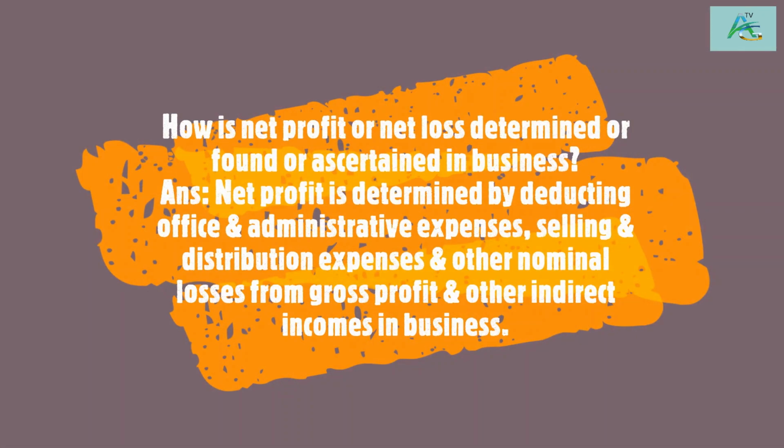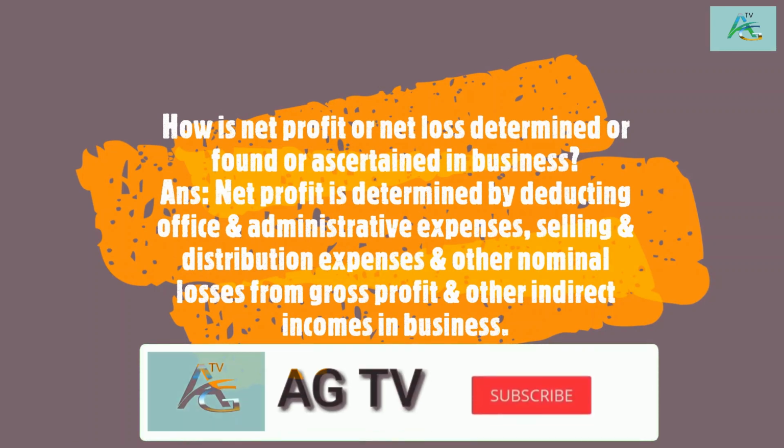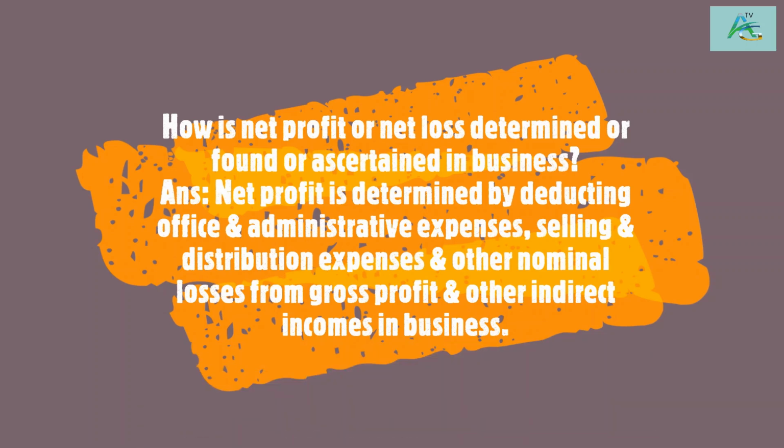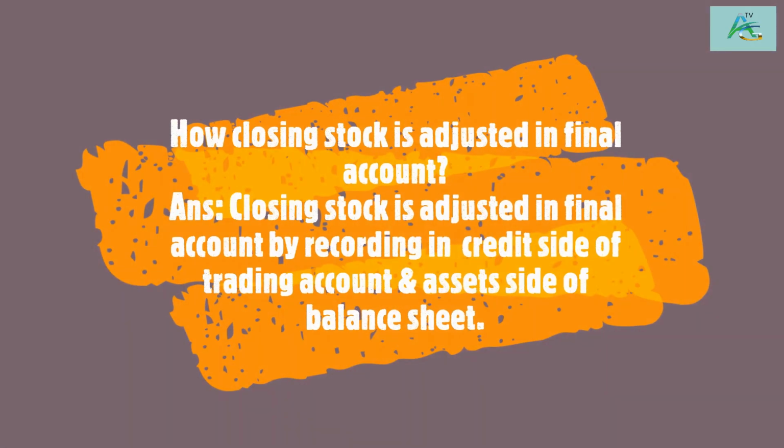How is net profit or net loss determined in business? Net profit is determined by deducting office and administrative expenses, selling and distribution expenses and other nominal losses from gross profit and other indirect incomes in business. How is closing stock adjusted in final account? Closing stock is adjusted in final account by recording in credit side of trading account and asset side of balance sheet.